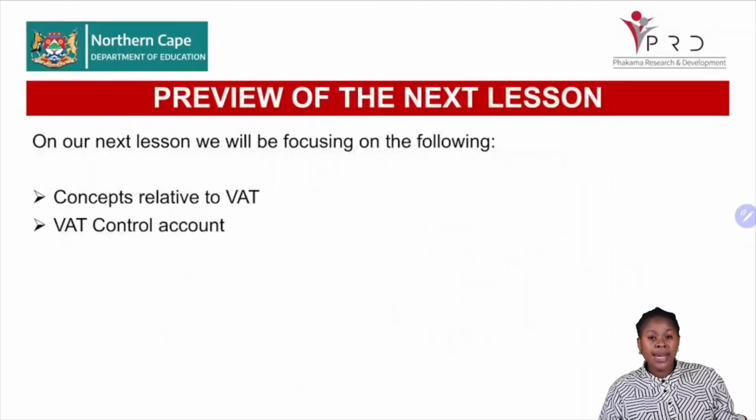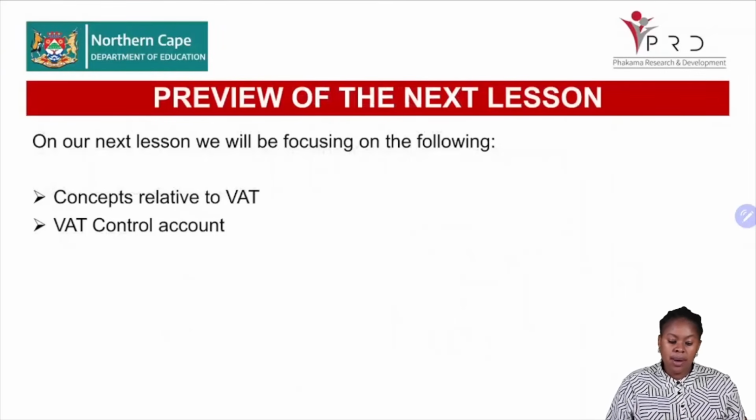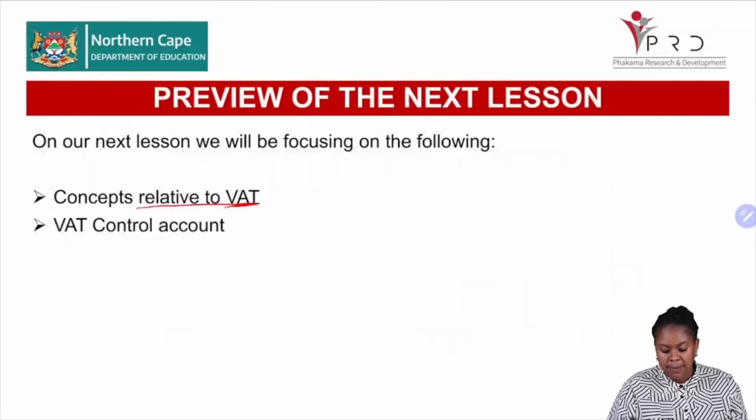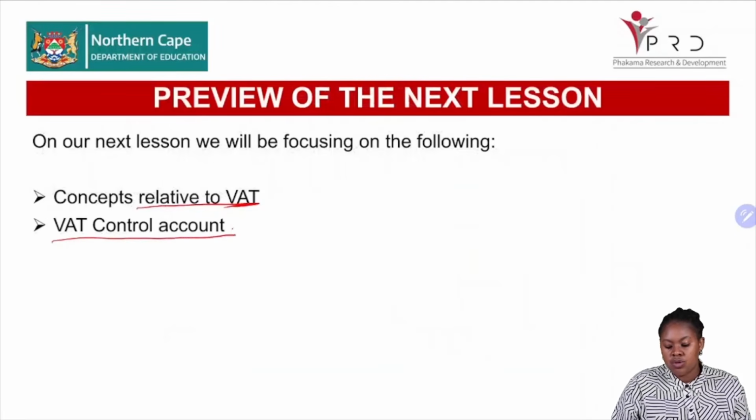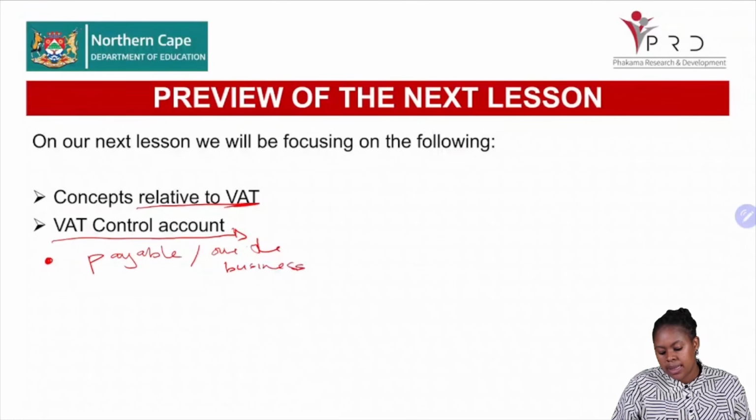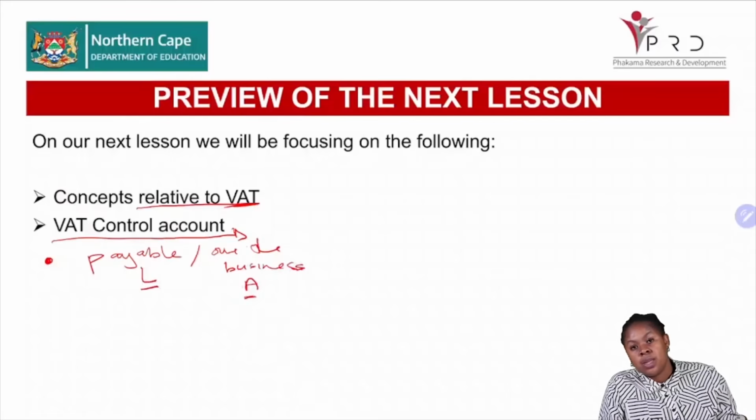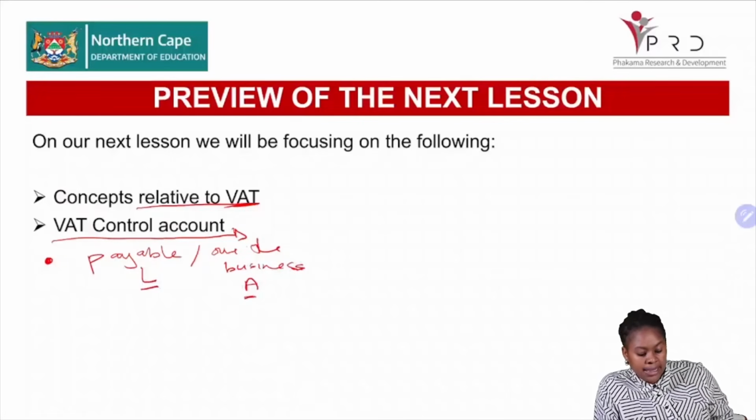Now, in the next lesson, we will be talking about VAT concepts that are relative to VAT basically, and then we'll be talking about the VAT control account and also highlighting or calculating the amount payable to SARS or the amount that SARS owes the business. So then we'll be able to calculate that. So it can either be a liability or it can either be an asset. So those are the aspects that we are going to be talking about in our next lesson.